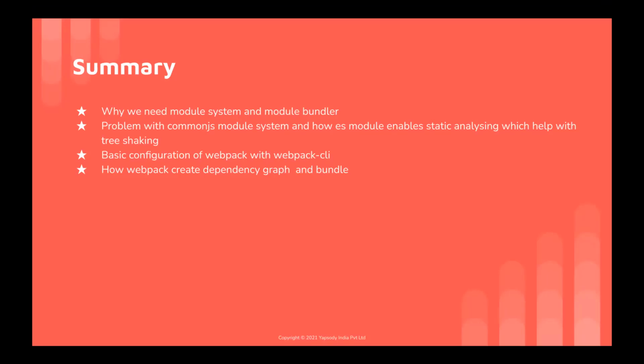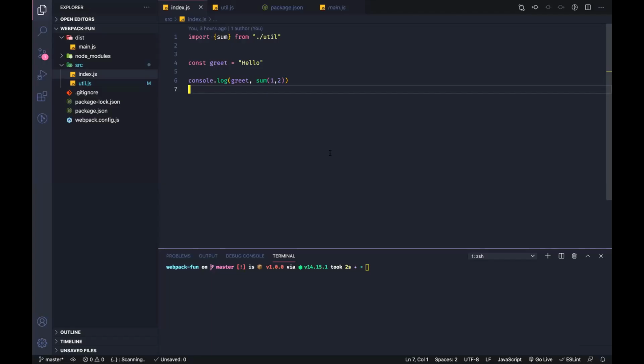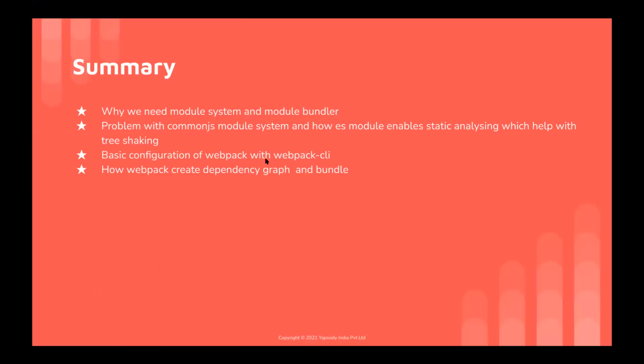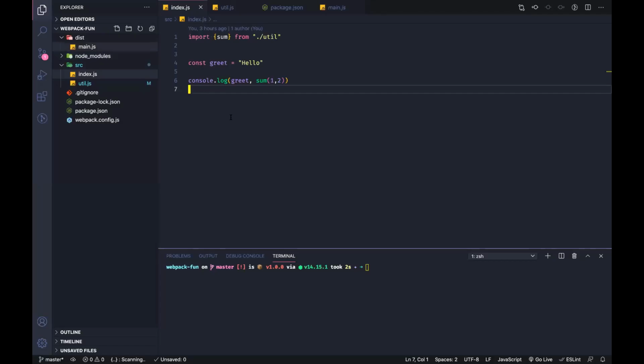So we looked at why we need a module system and a module bundler. We also looked at the problem with the CommonJS module system and how ES modules enable static analysis, which helps with tree shaking, because we cannot tree shake with the CommonJS module system because of its dynamic nature. We looked at what a build is and how we can use Webpack without a config file, and also how Webpack creates a dependency graph and how it bundles.